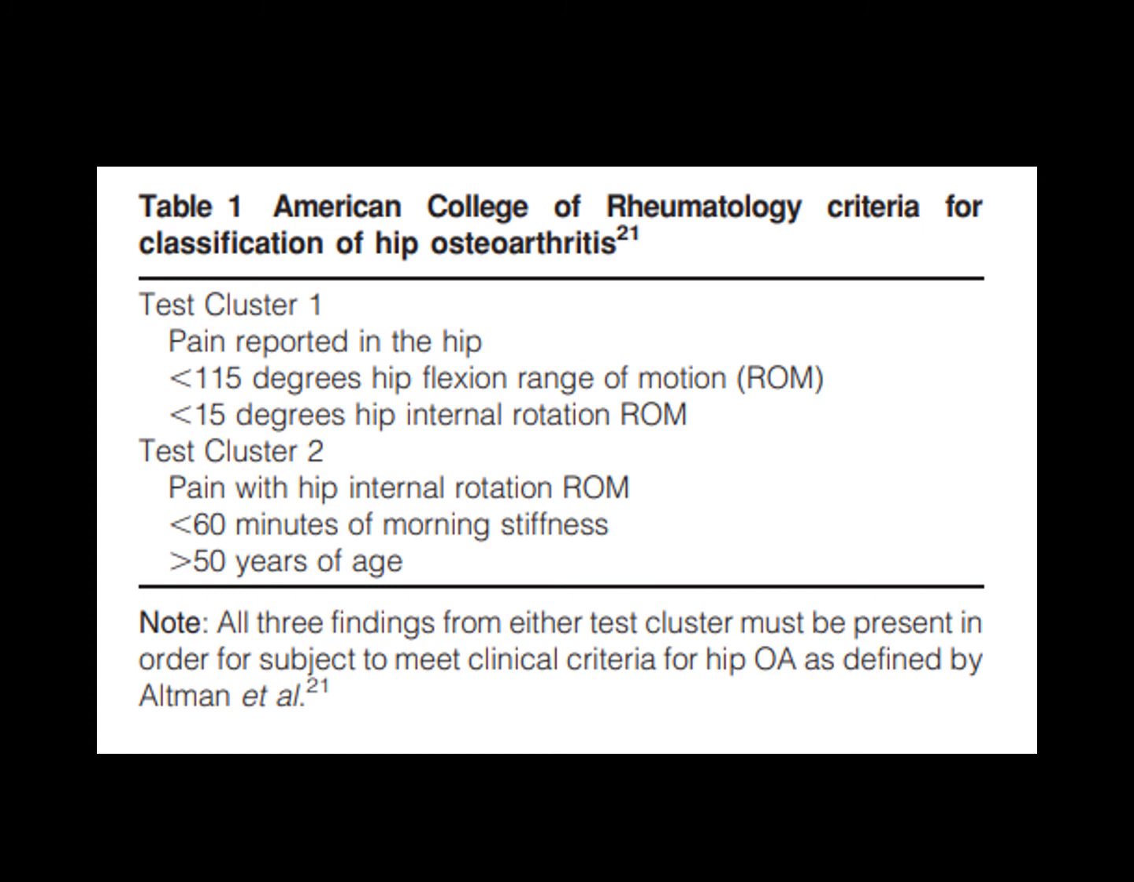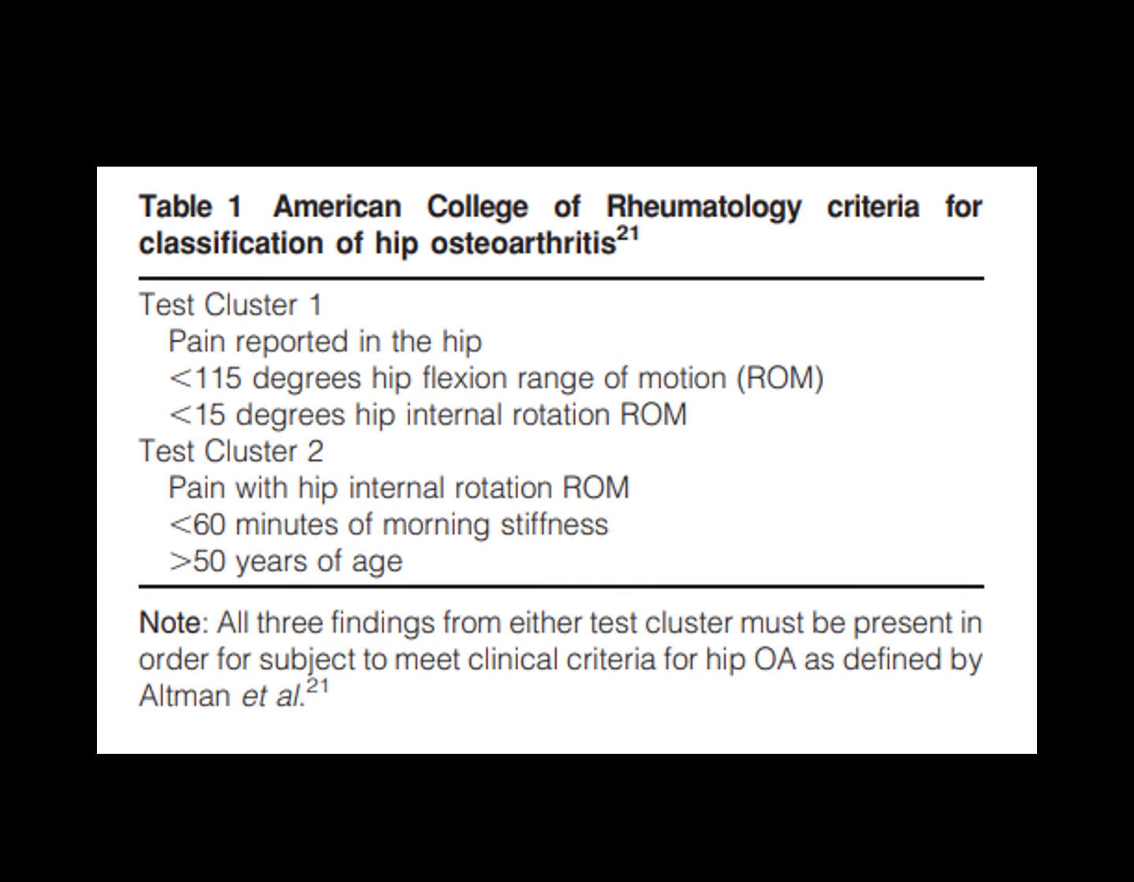So test cluster 1 was that they had to have pain reported in the hip, and they had to have flexion less than 115 and internal rotation less than 15 degrees. So you should be familiar with that. Or test item cluster 2, which is pain with internal rotation of the hip, less than 60 minutes of morning stiffness, and greater than 50 years of age. So if they had all 3 findings from either test cluster, they were included in the trial.